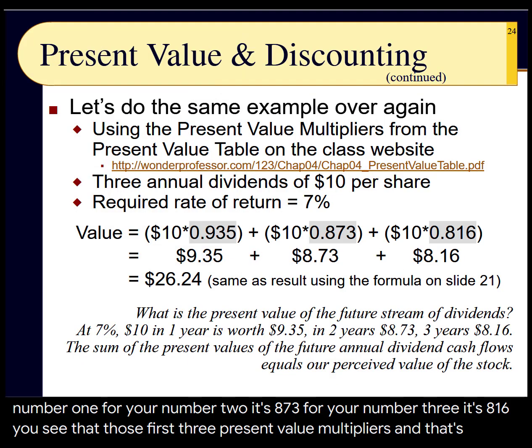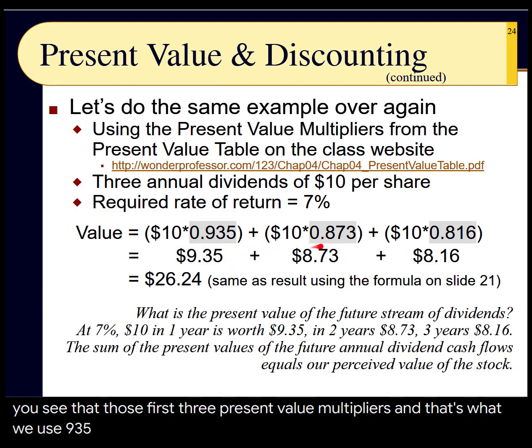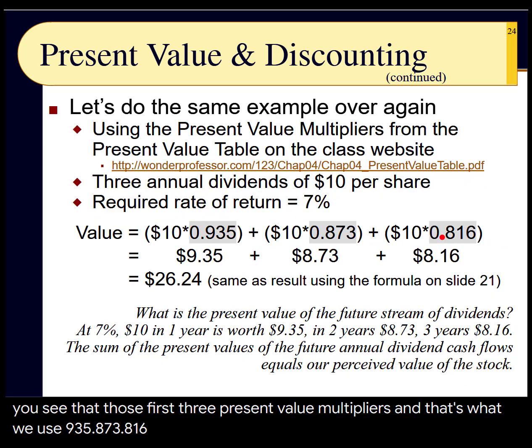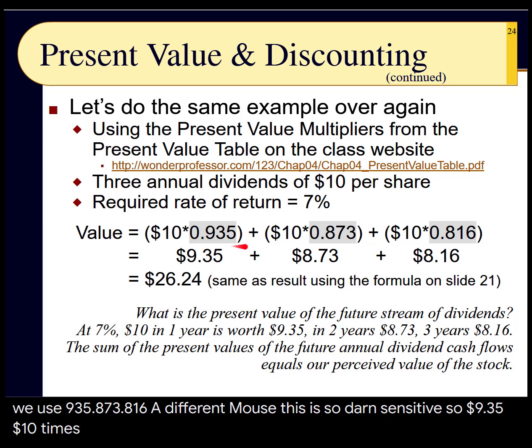And that's what we use. 0.935, 0.873, 0.816. My mouse is so darn sensitive, I have to get a different mouse. So $9.35, $10 times 0.935.